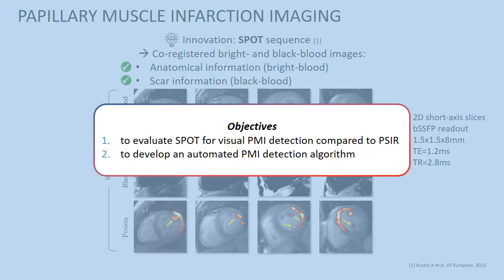So the objectives of this study are twofold. First, to evaluate SPOT for visual PMI detection compared to the gold standard PSIR. Secondly, to develop an automated PMI detection, which has never been done before.